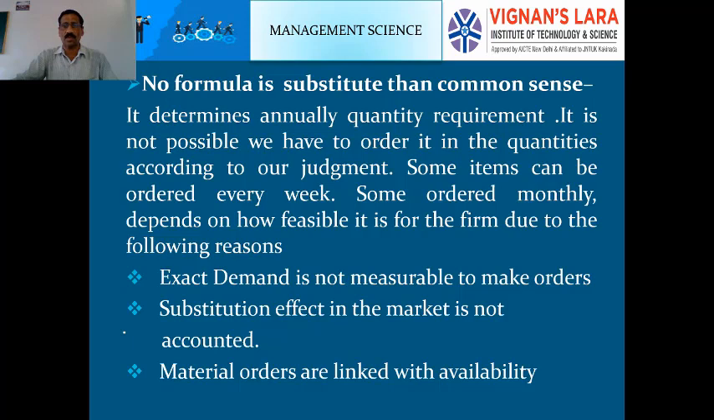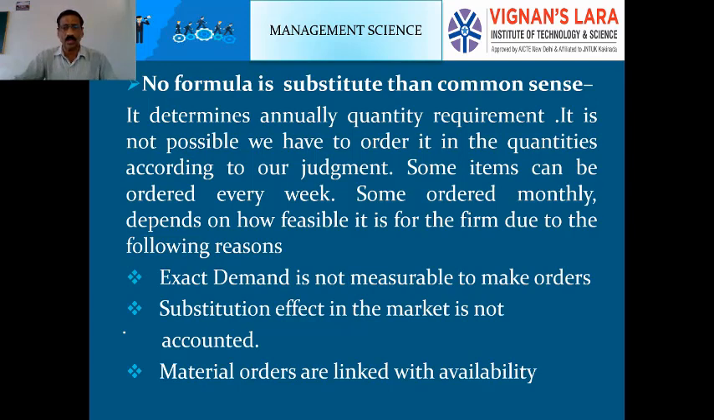It determines the annual quantity requirement. It is not possible; we have to order in quantities according to our judgment. So items can be ordered every week, some ordered monthly, depending on how feasible it is for the firm, due to the following reasons. That means common sense based on past usage. We will purchase every week or every month or every 6 months. Yes, it is practical evidence. EOQ is theoretical evidence. Due to the following reasons, it is not at all correct.